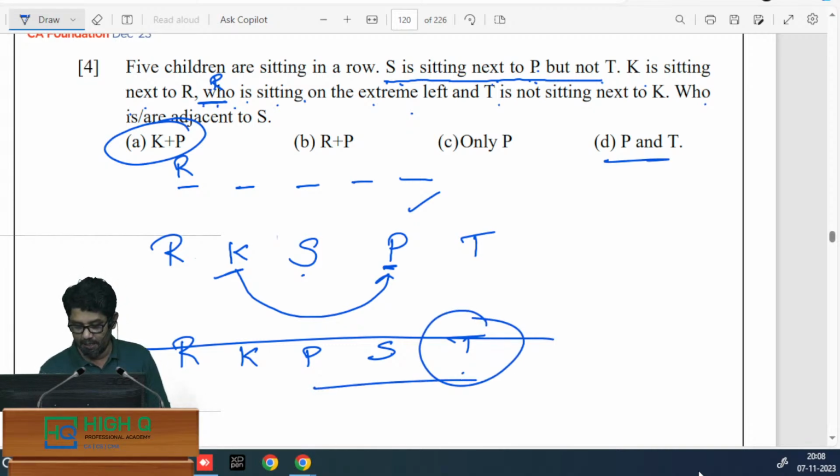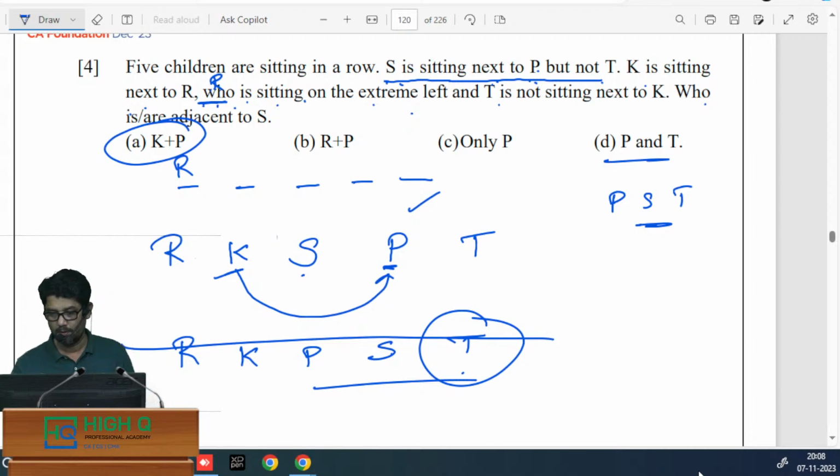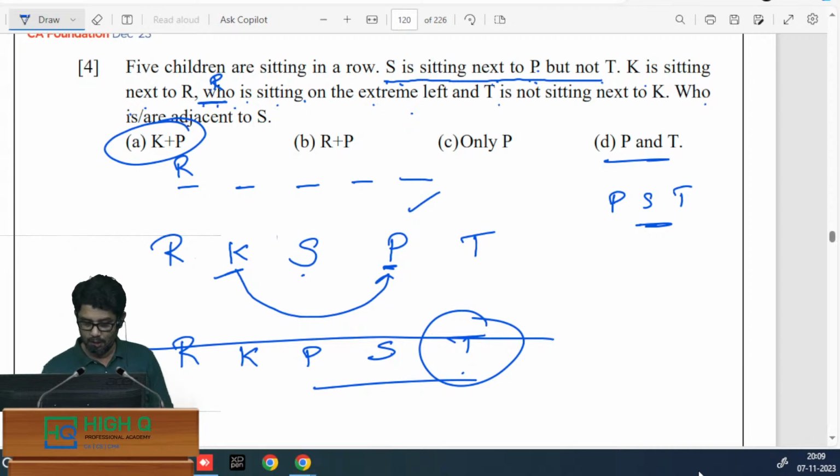If this arrangement comes, listen here. P and T definitely not possible, because if P and T are adjacent, then S has to be here. Is it possible? Can S be here, my dear? No. Sir, S is sitting next to P. Yes, S is sitting next to P, but not T is also given, na? So our answer is K and P, my dear.